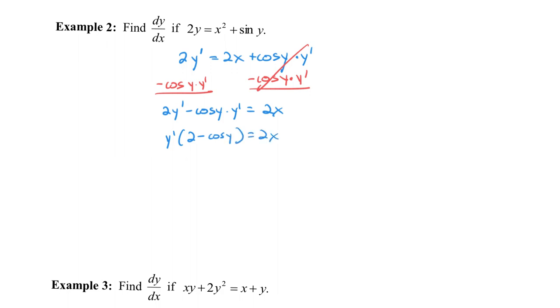And then since I want to get y prime by itself, I have to divide each side by 2 minus cosine of y. And then that will cancel. So you get y prime equals 2x over 2 minus the cosine of y, or dy dx if you prefer. So dy dx, or y prime, is equal to 2x over 2 minus the cosine of y.